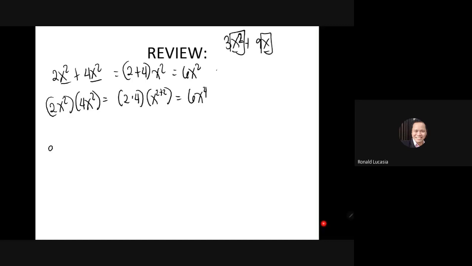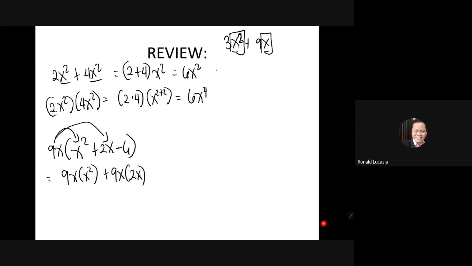So kung meron akong 9x multiplied by x squared plus 2x minus 6, I will be simplifying this using the distributive property. So you distribute: this will be 9x times x squared, 9x times 2x, and 9x multiplied by negative 6. Solving this, we have 9x cubed, kasi understood this is 1, then 18x squared, and then negative 54x.